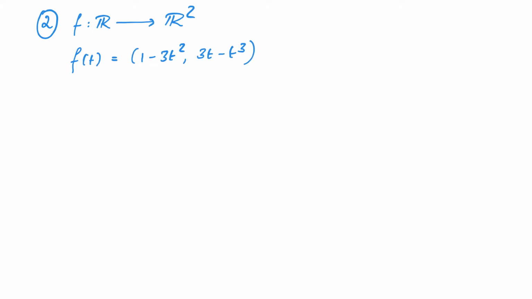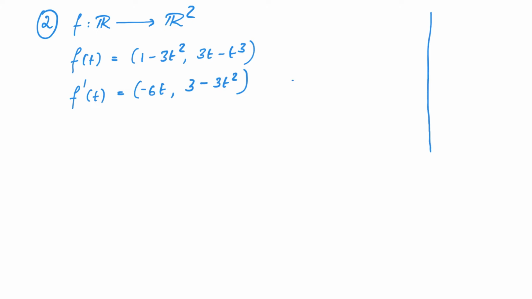Let us now look at another example. This time we are considering a function f from R to R2 defined as f of t is equal to (1 minus 3t square, 3t minus t cube). Once again, as the component functions are polynomials, we know that this function can be differentiated. The derivative of the function will be given by the derivatives of the component functions, which is (minus 6t, 3 minus 3t square). Thus, this function is differentiable at all points.